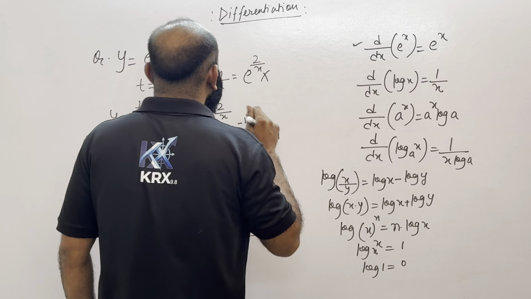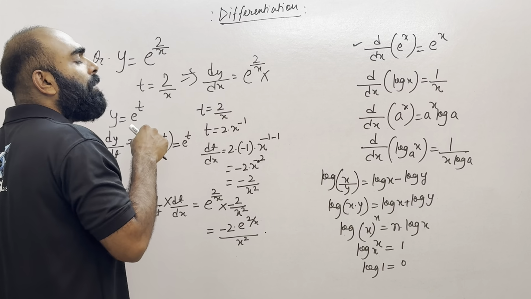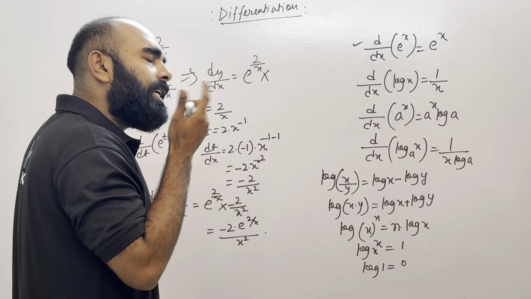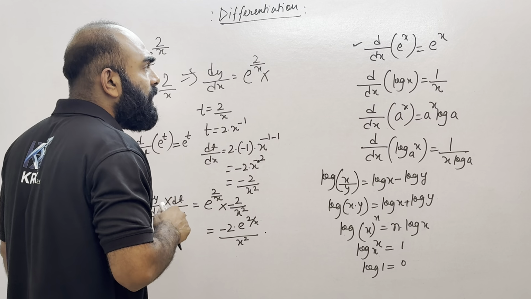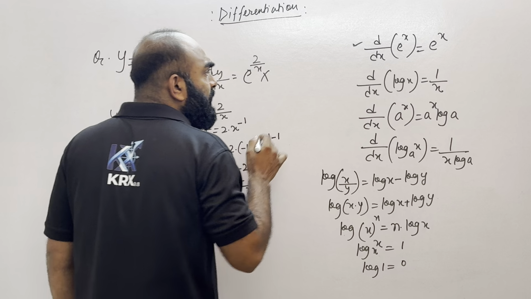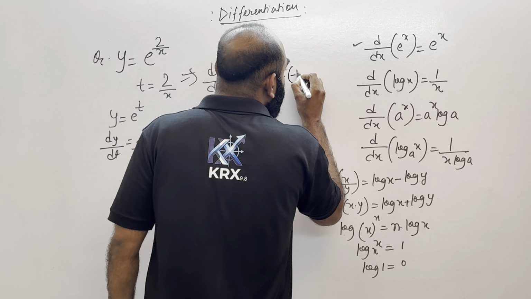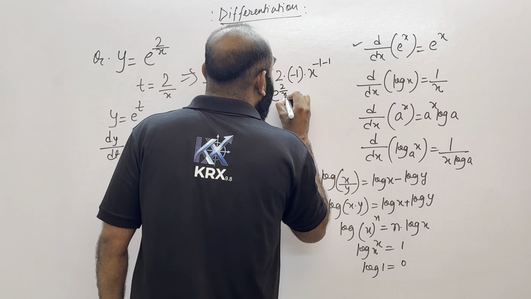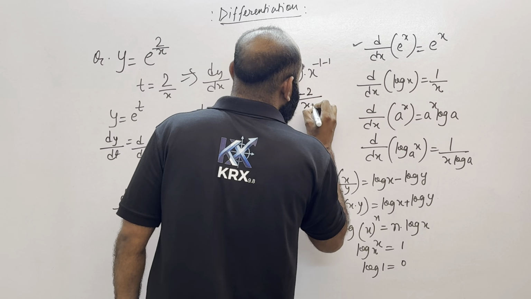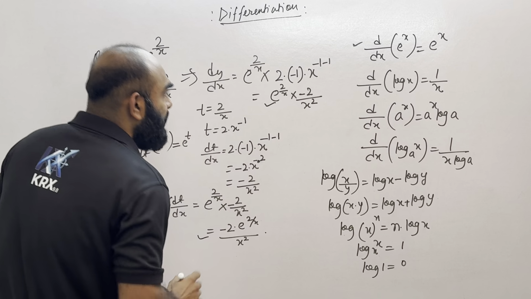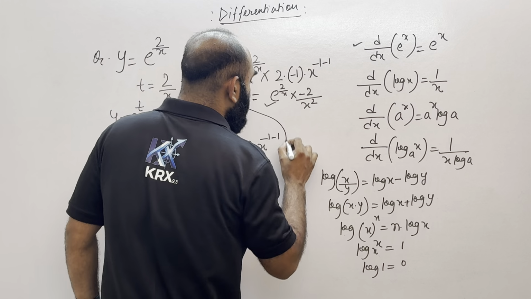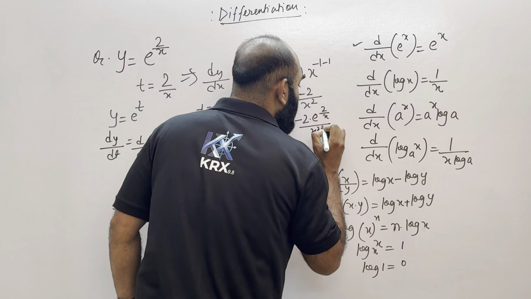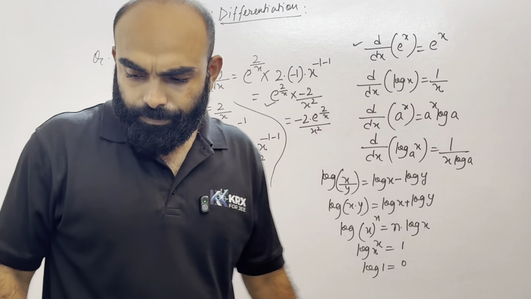And 2 by x differentiation is, sir, 2 by x can be written as 2 into x to the power minus 1. So 2 into x to the power minus 1 differentiation is 2 into n into x to the power n minus 1. That is e to the power 2 by x into minus 2 by x square. This one and this one are the same. So you can write: minus 2 into e to the power 2 by x divided by x square. Direct method.